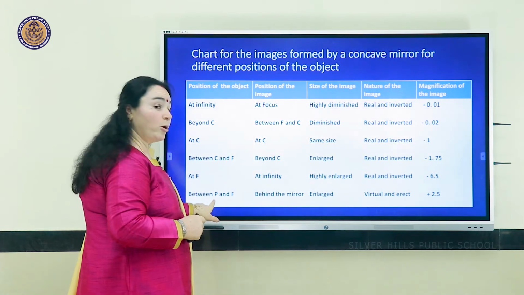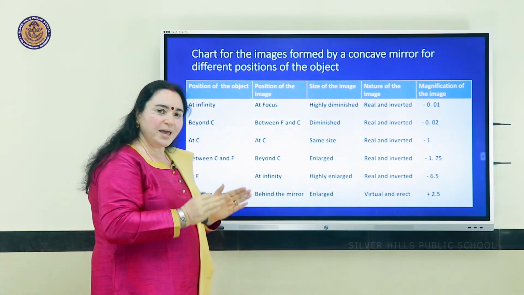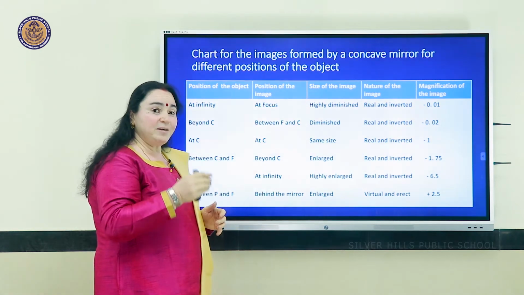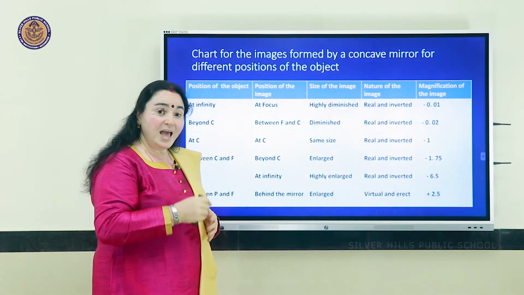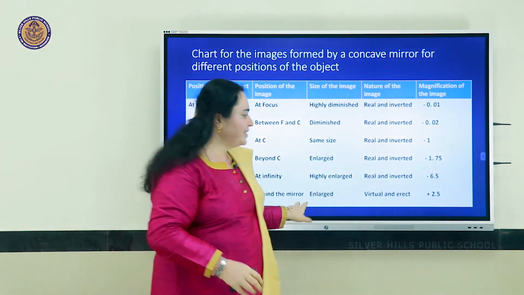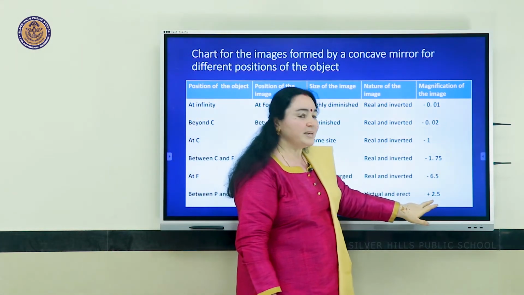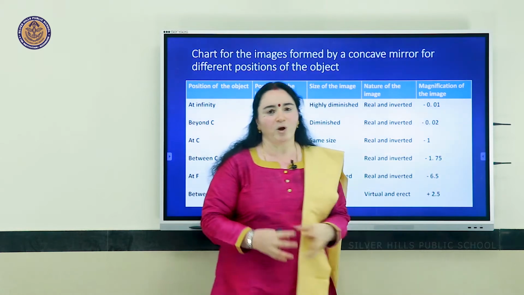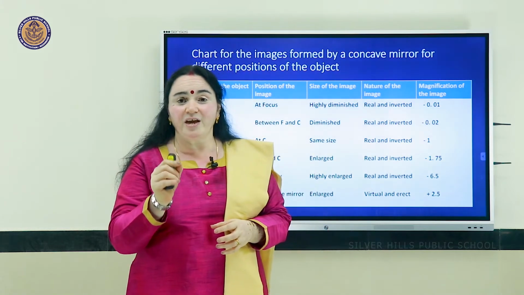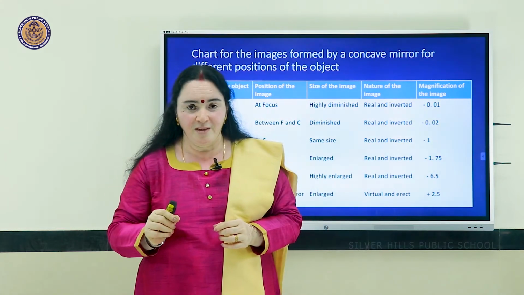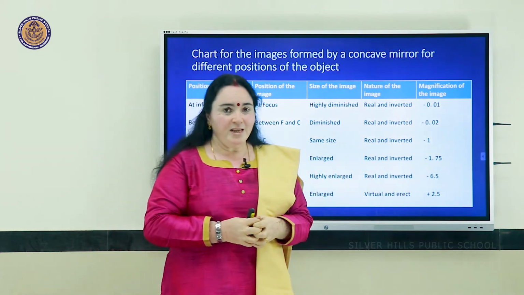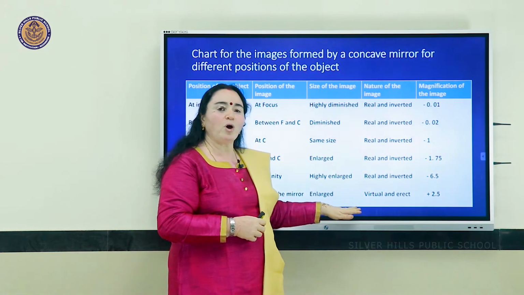The last one is a bit different from the rest of them. Why? Because the object is now kept between the pole and the focus. And we know that by our simple magnification, the image so created will be a virtual and erect one. In that case, check the magnification, it comes out to be plus 2.5. What does that plus indicate? It indicates that the image created is behind the mirror, as a result of which the value of magnification will be taken as positive.